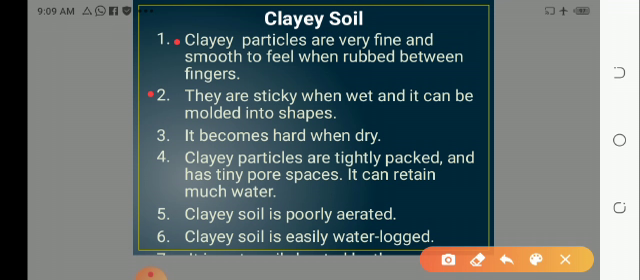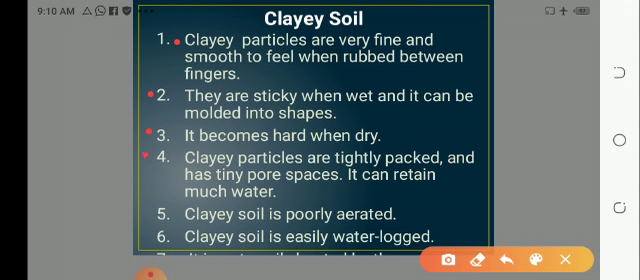Of course, the clay soil is sticky. It has a plastic nature, and those who mold images or pots use this type of soil for such purposes. Three, it becomes hard when dry. When clay soil becomes dry, it is hard, unlike sandy soil. Sandy soil is not hard when it is dry.